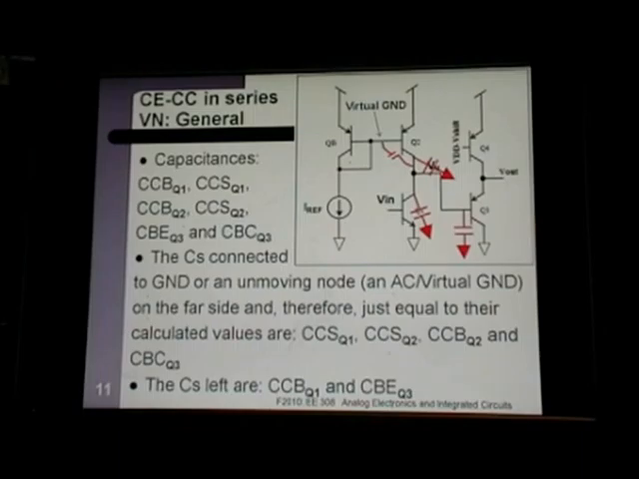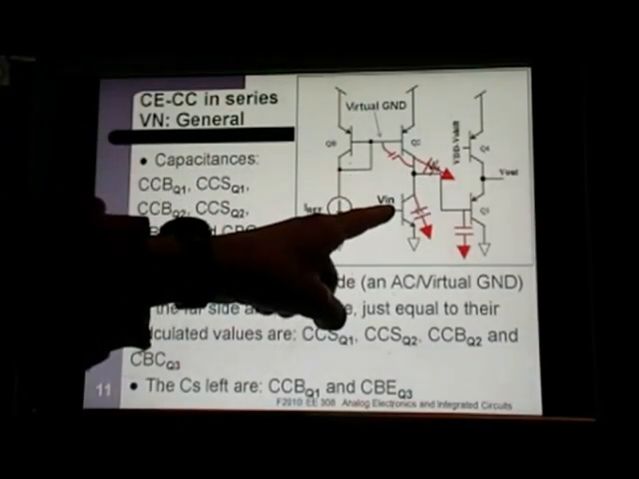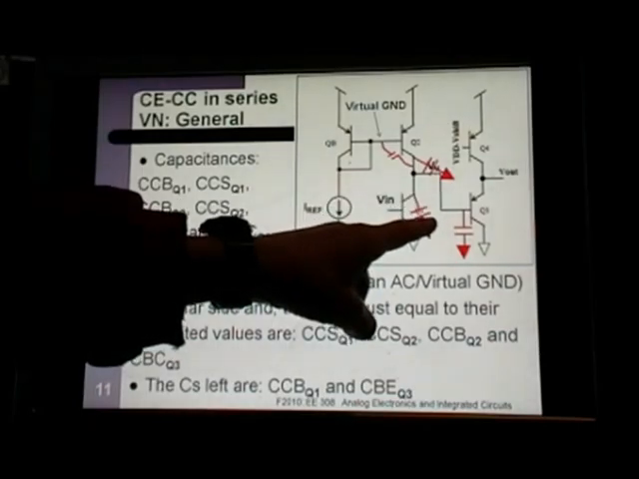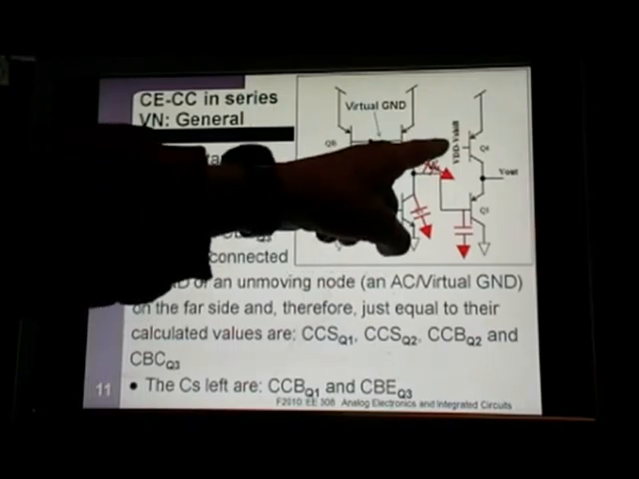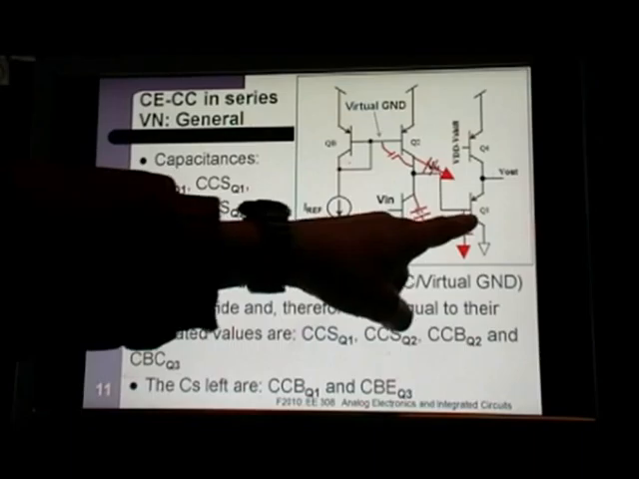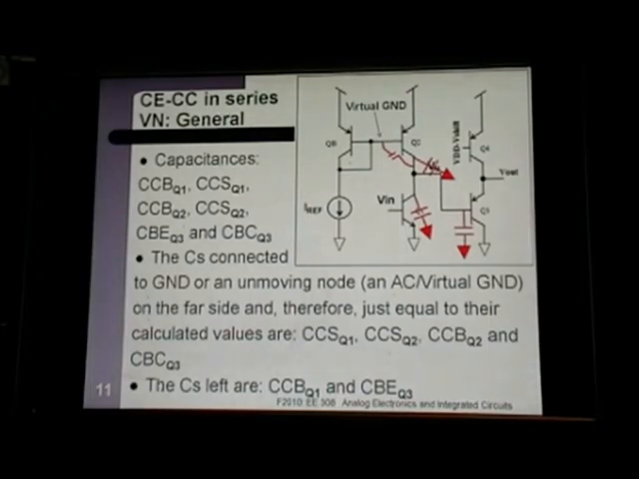So that's Vin, it just has those two capacitances. Vn has a whole bunch of capacitors connected to it. It has the collector base for Q1 and the collector substrate for Q1, and then for Q2, again, it has the collector substrate and the collector base, and then for Q3, it has the base emitter and the base collector. Turns out that a number of those are connected to AC grounds, to virtual grounds. And remember, if the other side of the capacitor is connected to ground, whatever value you calculated for that capacitor, that's what you can use in your equation.